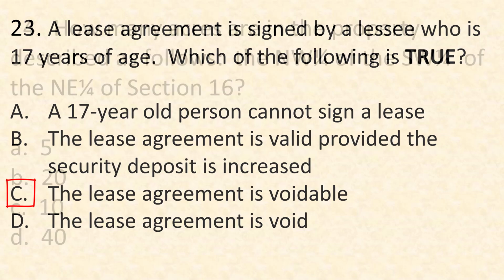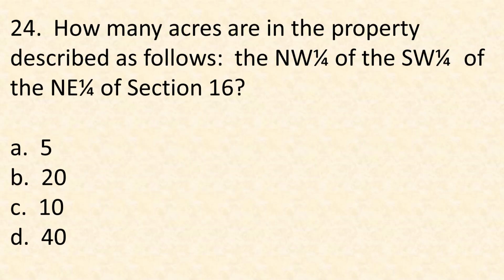Question number 24. How many acres are in the property described as follows? The northwest quarter of the southwest quarter of the northeast quarter of section 16. A. 5. B. 20. C. 10. Or D. 40. The answer is C, 10.